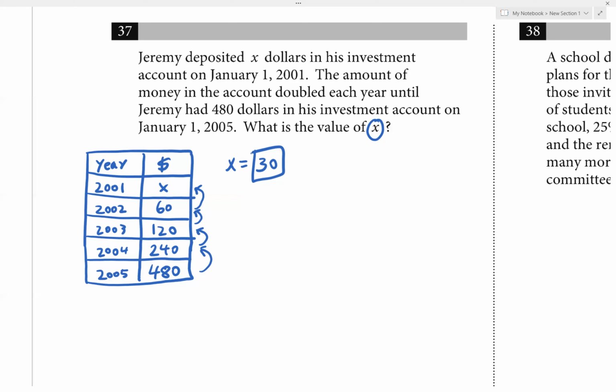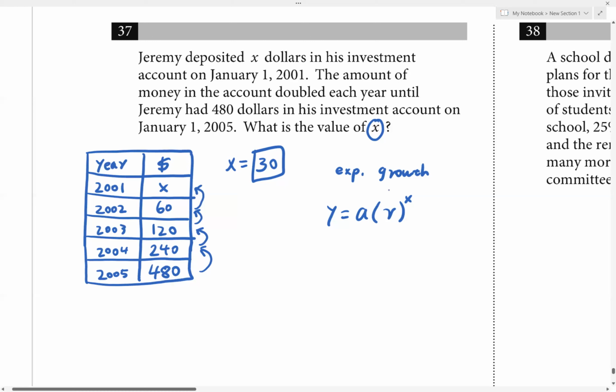For this question, we can also write an equation to model this. Since the amount doubles each year, that means from one year to the next, we're multiplying by 2. Since here we have a common ratio that we multiply, this will be an exponential growth. So this is an exponential growth model. Now for the exponential growth model, the equation will be y equal to a times r to the x power.